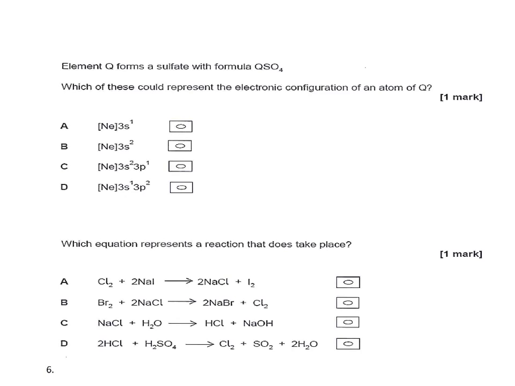So for this question, you need to know the formulae of common ions. We've got a sulfate ion here, and you need to know that the sulfate ion has a 2- charge. So that must mean that Q has a 2 plus charge. So we're looking for an element that's electron configuration has 2 electrons in the outer shell, because it's going to lose those easily to form a 2 plus ion. This one is the obvious example, so the answer must be B.